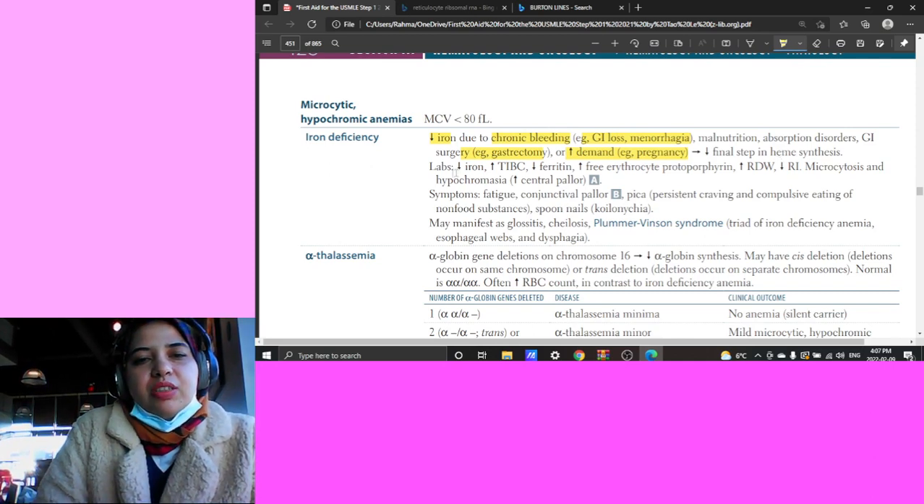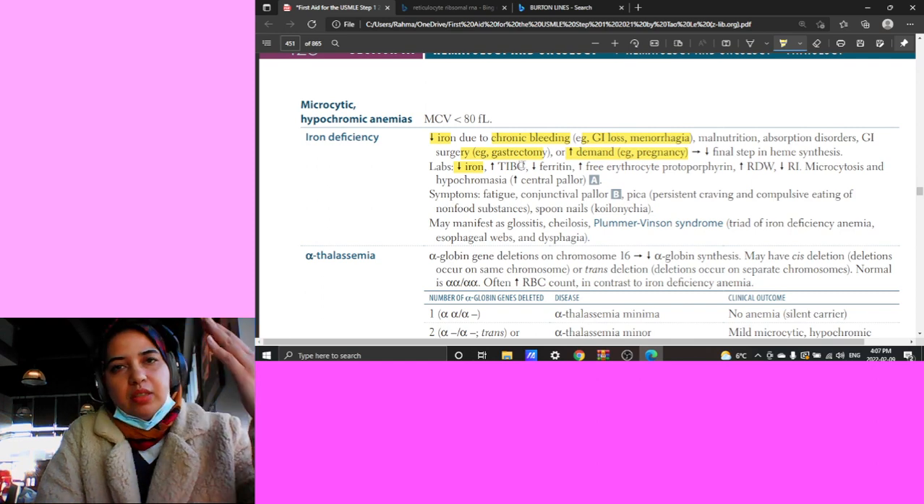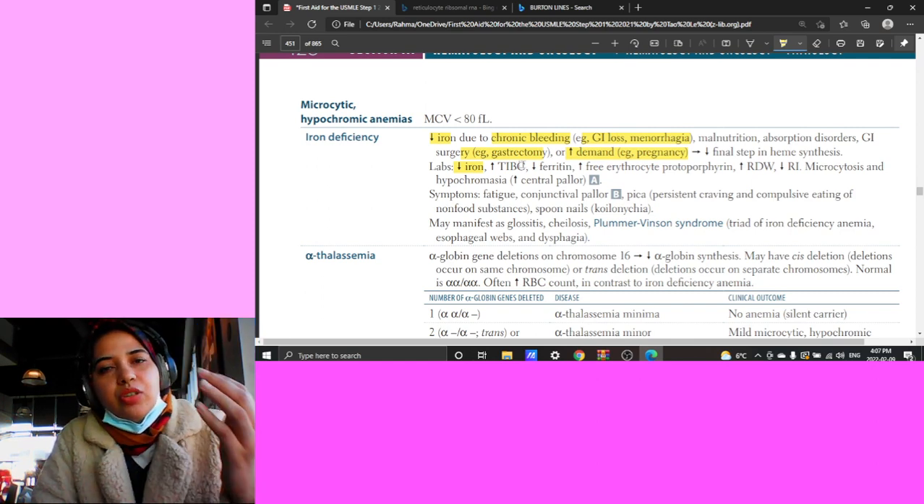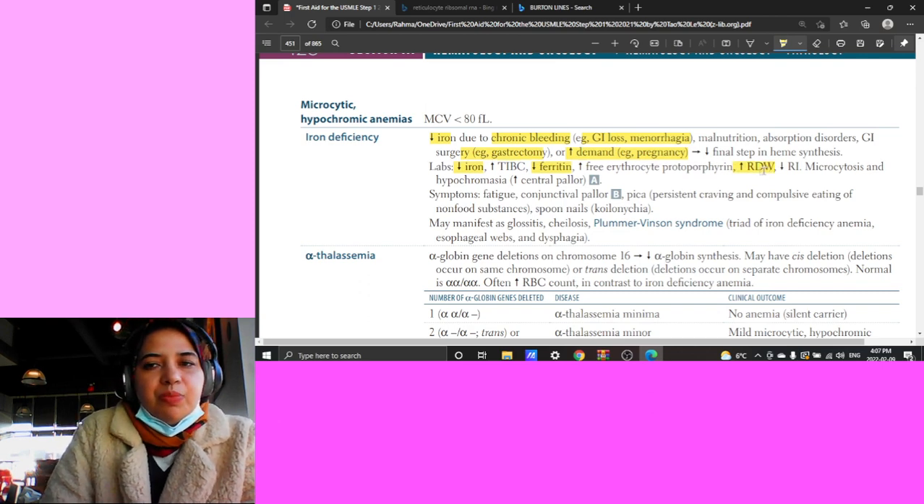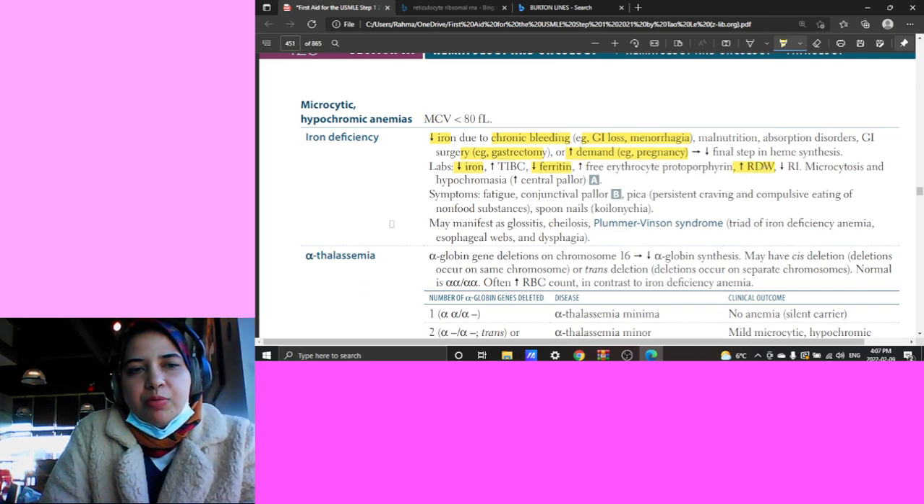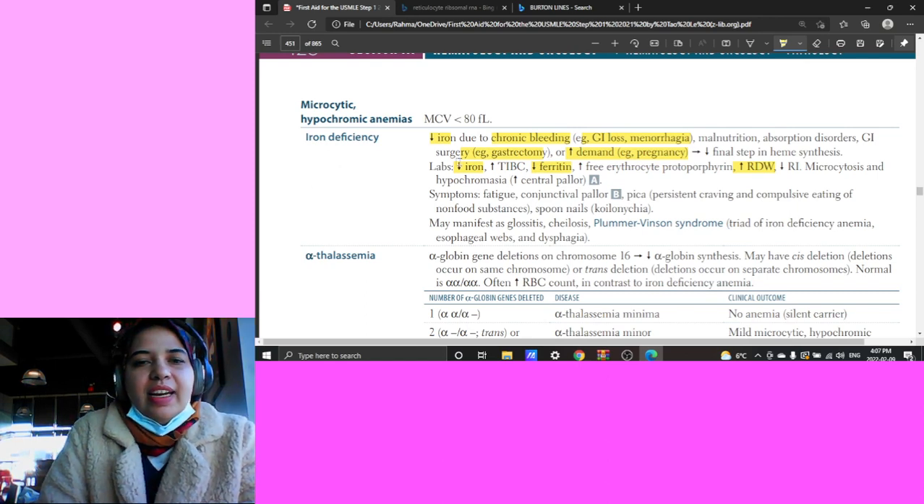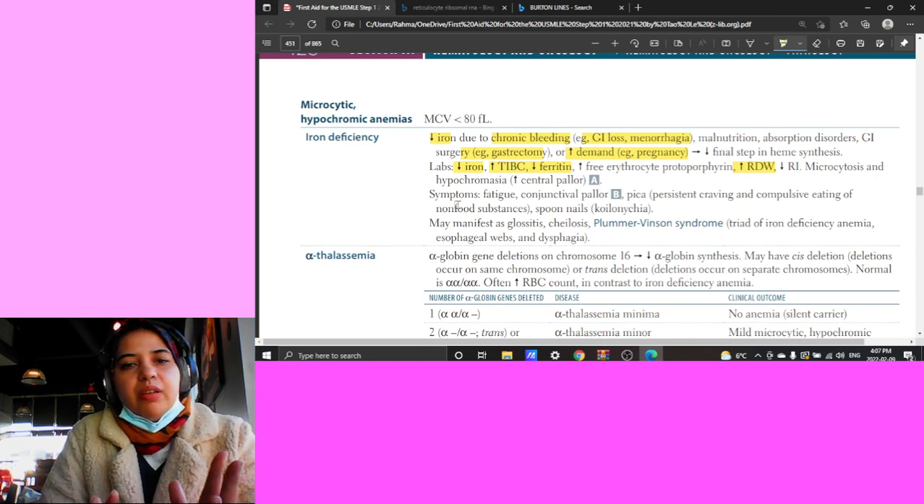So your labs are going to have decreased iron. That's important. If I have decreased iron, I also have decreased stores, so decreased stores is decreased ferritin. Increased RDW is important to keep in mind here. That helps differentiate iron deficiency anemia from other types of microcytic anemias. And increased TIBC.